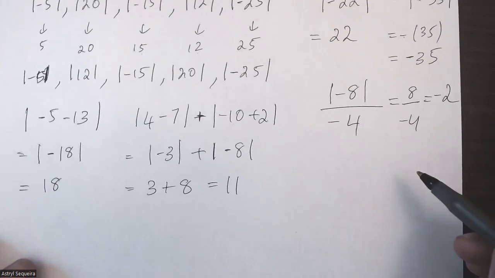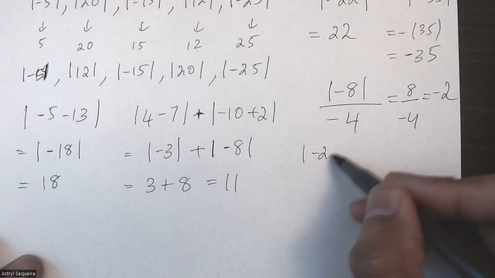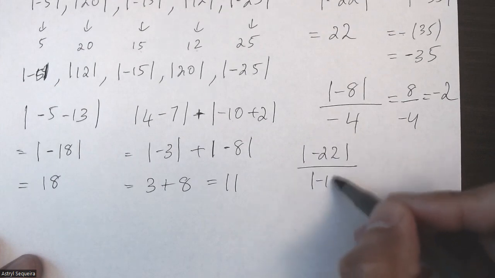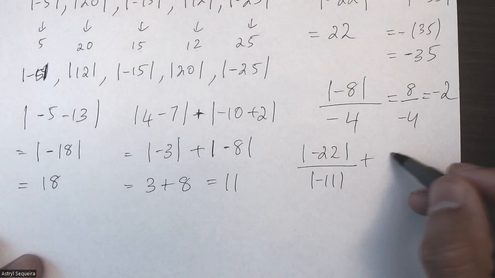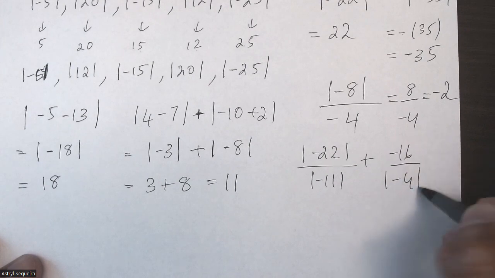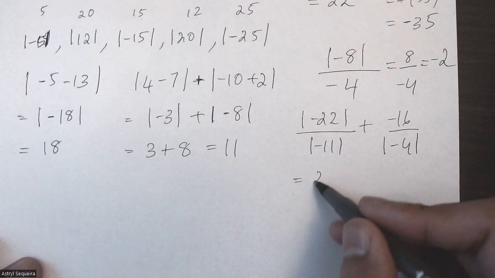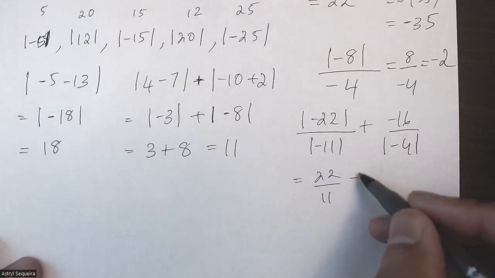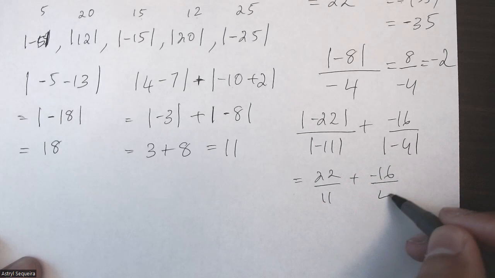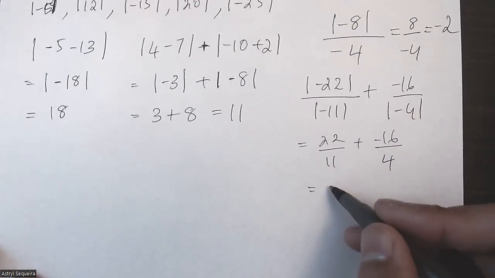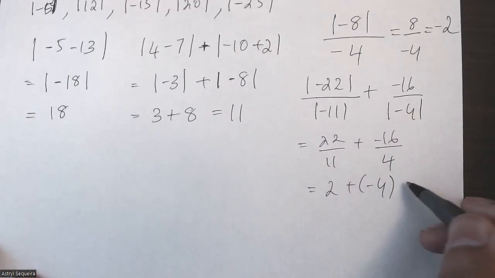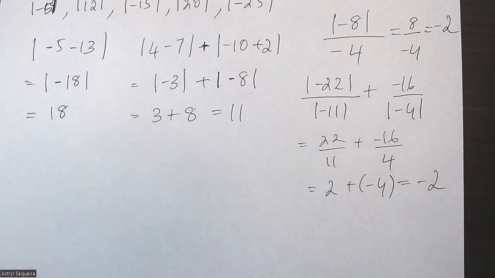And last one, we have the absolute of -22 over the absolute of -11 plus -16 over the absolute of -4. So again, this one should be pretty easy. It's just 22 over 11 plus -16 over +4, which is 2 plus -4, which is just -2. So that's pretty simple. That's just understanding the basics of absolutes. Now we're going to go into inequalities and number lines next.